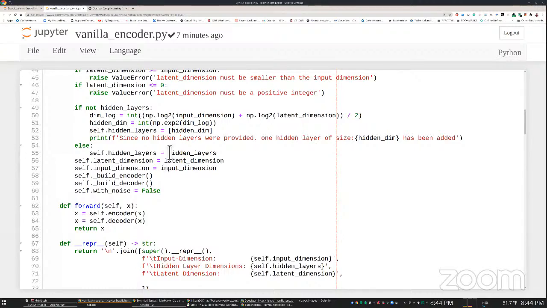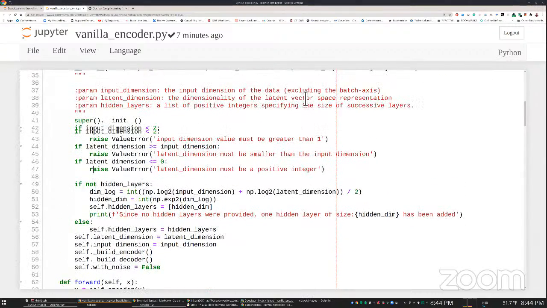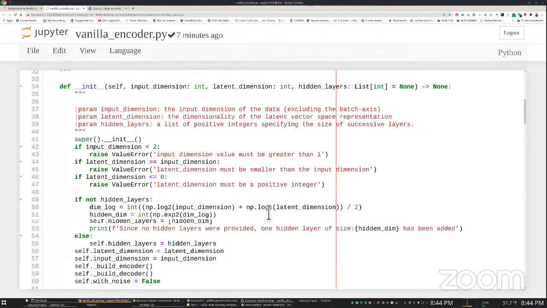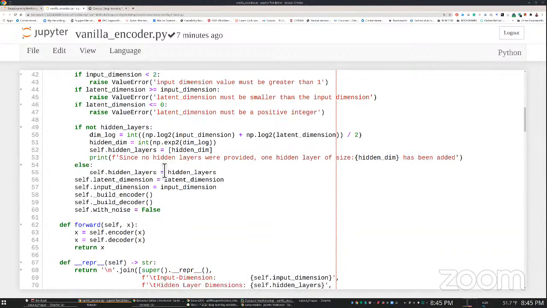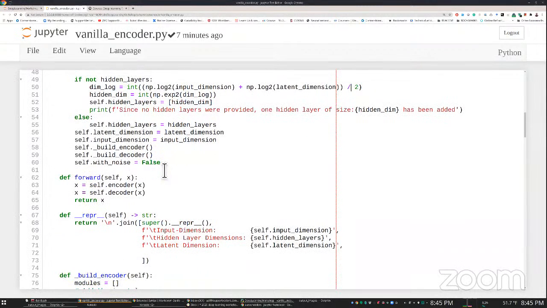So if you notice that the user has not specified any hidden layers, then this is the bit of code that I mentioned, which comes up with at least one hidden layer whose size is a good one. I take the log of the input, log of the output, take the average of the two, and of course then I exponentiate it back. So I come up with a hidden dimension there. That's how I came up with 64.